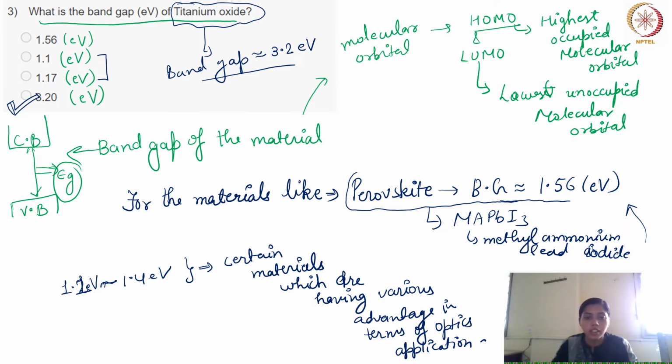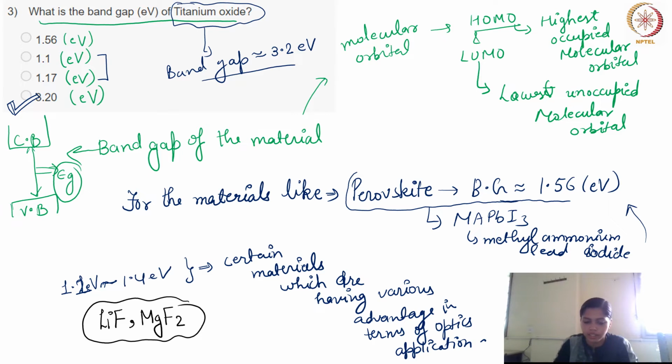You might have heard about materials like lithium fluoride and magnesium fluoride. What are the advantages of these materials? Basically, these materials are used as anti-reflective coatings. They are very useful when you are fabricating a solar cell.